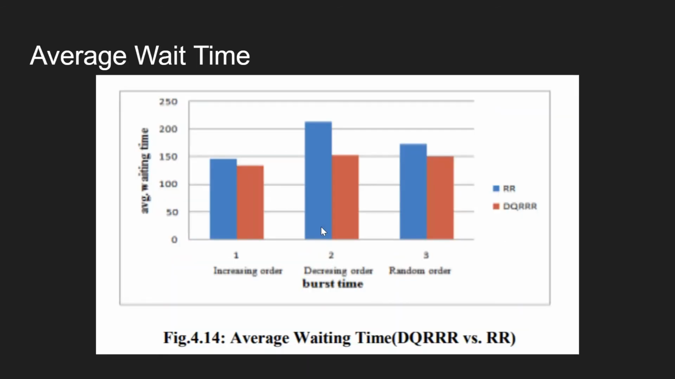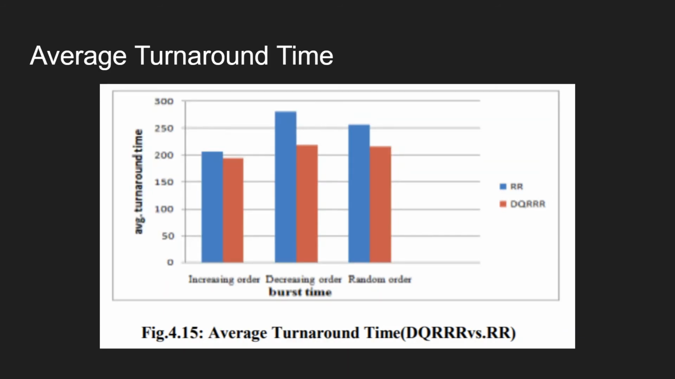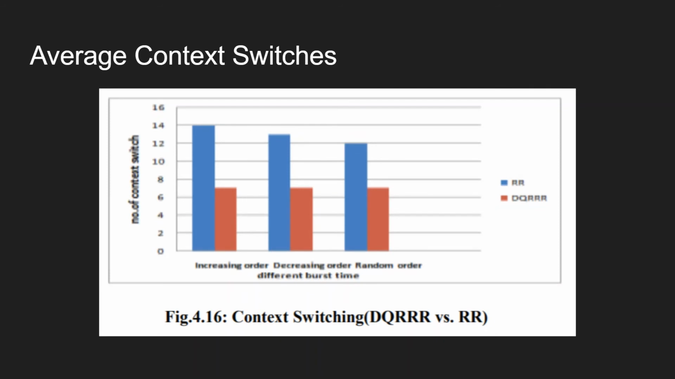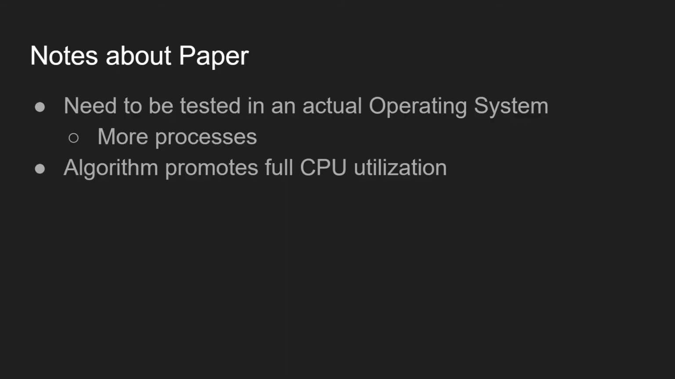Furthermore, we can see this again when we look at the average wait time. As you can see, DQ beats generic round robin in each case. Again, we see that for turnaround time as well. DQ beats round robin in each case here for turnaround time. Similarly with context switching, again, we see that DQ beats round robin.